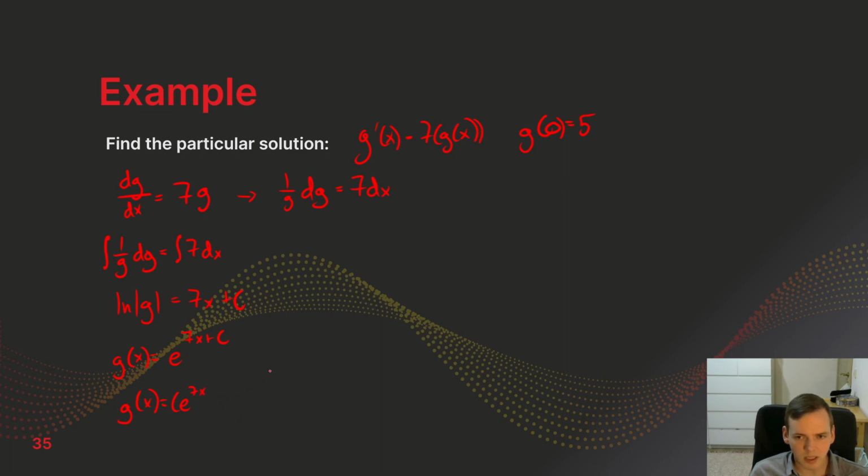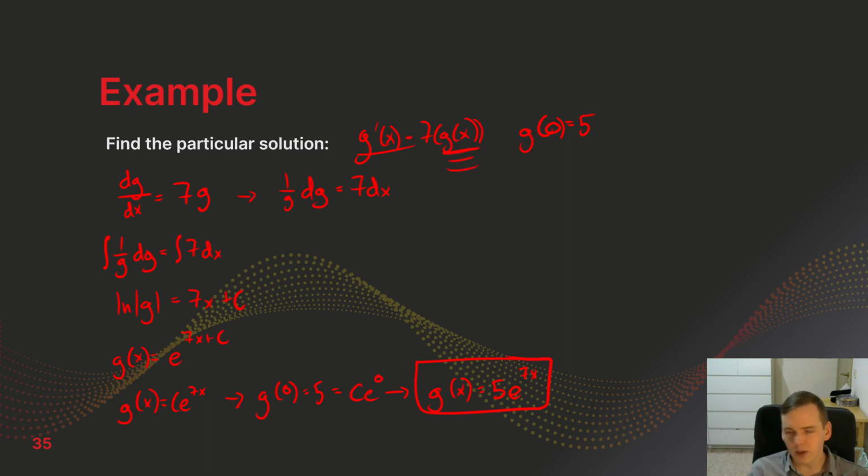And if I have g of 0 equal to 5, that means g of 0 is equal to 5 is equal to c e to the 0. So that means that c is equal to 5. So g of x is equal to 5 e to the 7x. So again, it's just separation of variables, but it starts from the fact that the rate of change is directly proportional to the function itself.